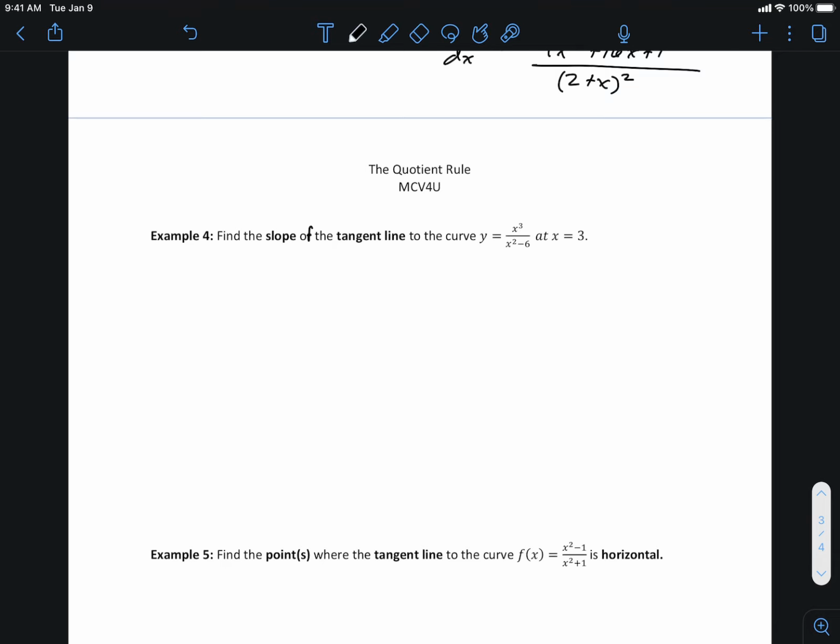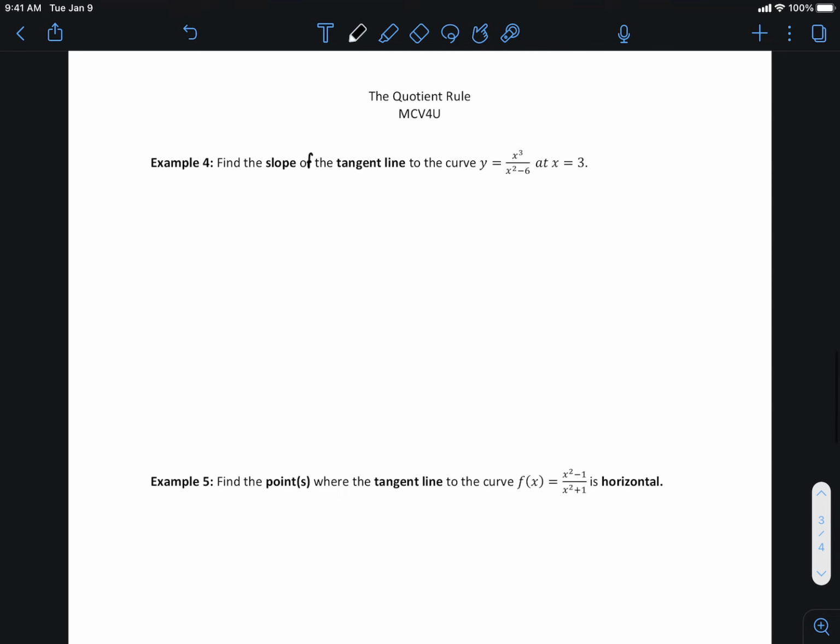All right, guys, just two more quick examples, and then that'll be it for the morning portion of the lessons.